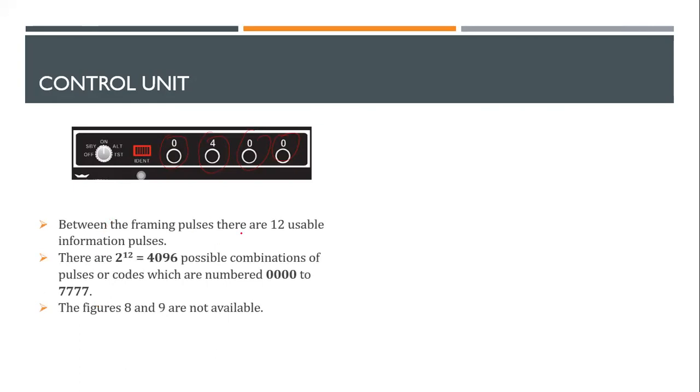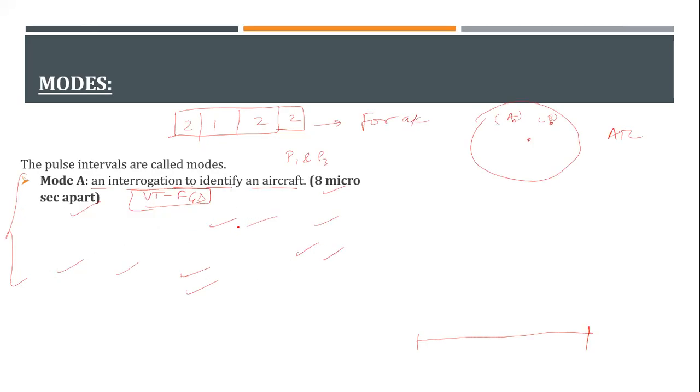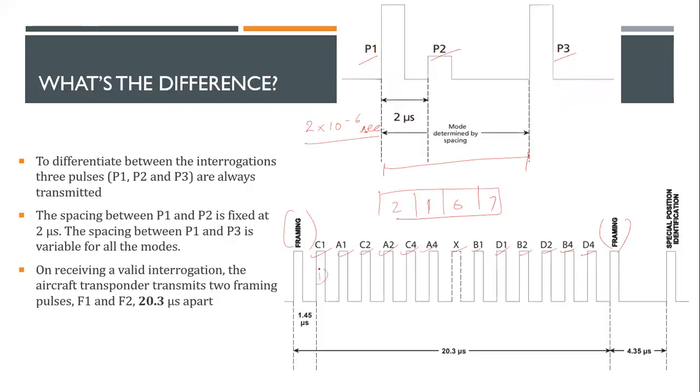Between the framing pulses, there are 12 usable information pulses. If I go back and show you where the 12 information pulses are, I showed you this is 1, 2, 3, 4, 5, 6, 7, 8, 9, 10, 11, 12. So there are 12 pulses between these two, right? These two are 20.3 microseconds apart.